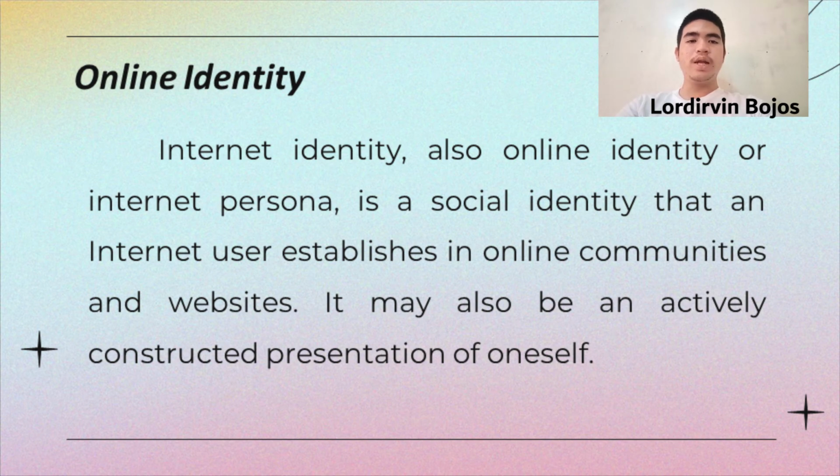Now let's proceed with online identity. Internet identity, also known as online identity or internet persona, is a social identity that an internet user establishes in online communities and websites, although some people choose to use their real names online. Some internet users prefer to be anonymous, identifying themselves by means of pseudonyms, which reveal varying amounts of personally identifiable information. An online identity may even be determined by a user's relationship to a certain social group they are part of online. Some can even be deceptive about their identity.